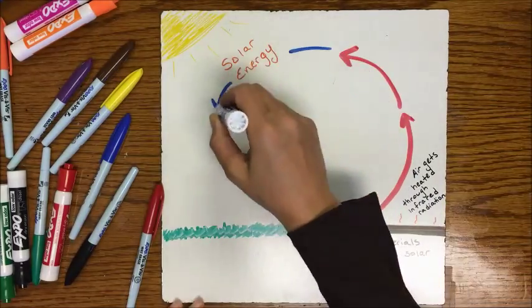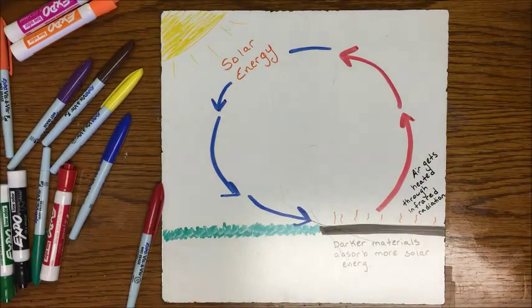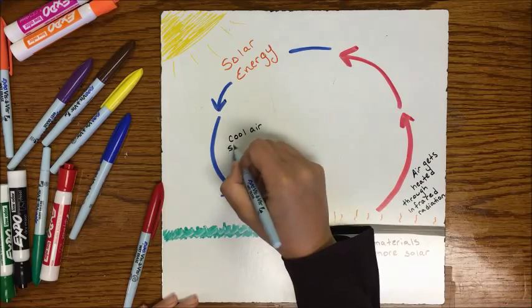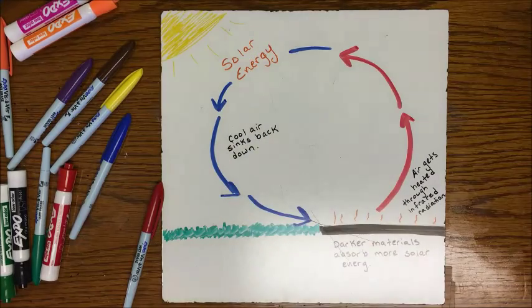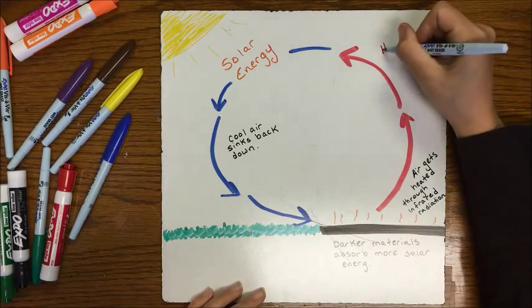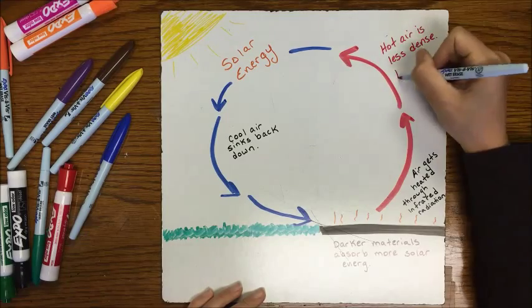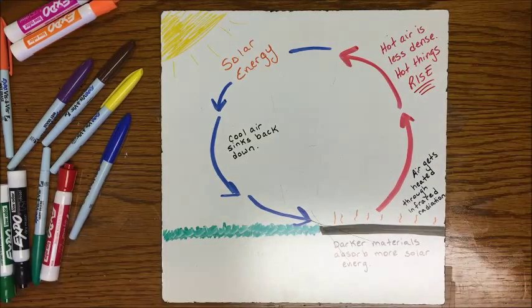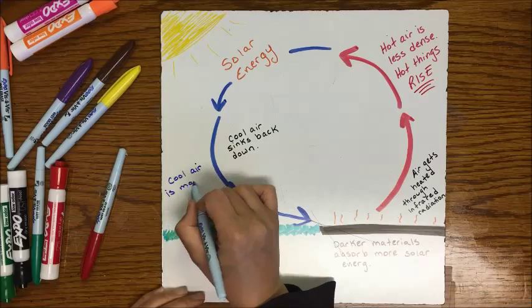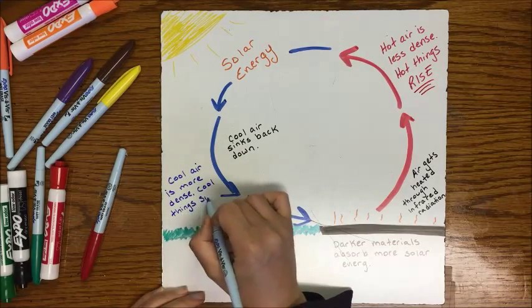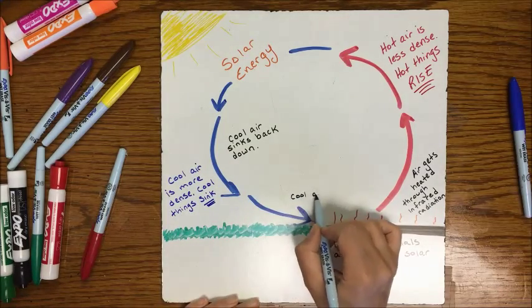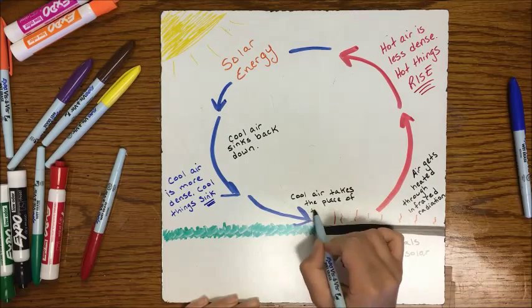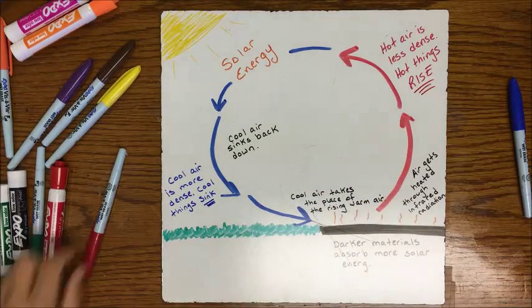Hot air tends to rise, and as it rises up, it actually cools off. So the cool air sinks back down. Hot air is less dense, so that is why it rises. Hot things tend to rise. Cool air is more dense, and the cool things will tend to sink. As the cool air comes in, it takes the place of the rising hot air.